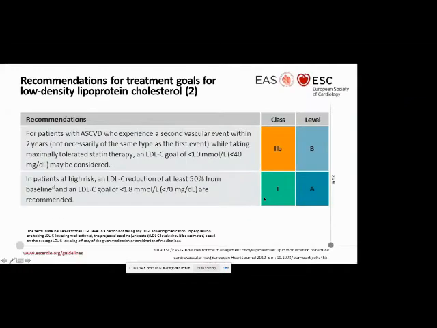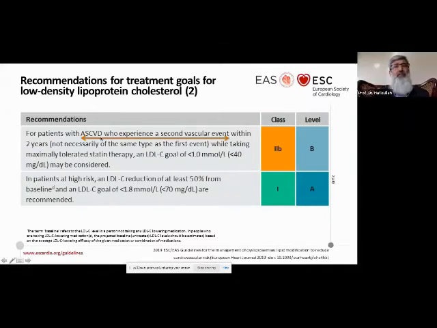Now, in people who have had disease before as ASCVD and experience a second vascular event, which could be either a CVA or some peripheral artery disease within 2 years, the goal has been shown to be a little lower. And this is a new recommendation. For this, the goal goes down to 40 milligram. So a person who had an event before and another event within 2 years, the goal goes down to as low as 40 milligram. In patients who are at high risk, the goal is 70 milligram and not 55 milligram.